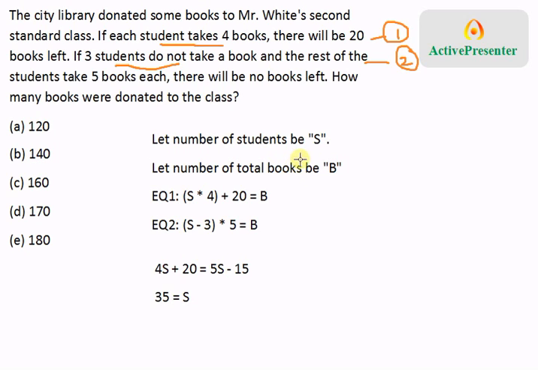For example, let's say that you put 35 here. S is 35, 35 minus 3 is 32. 32 times 5 is 160. So choice C is the answer. So this is one approach where we found the answer using the algebra equation. Like I said in the beginning, if you're not comfortable with algebraic equations, there is another way to do it. So let's look at that now.